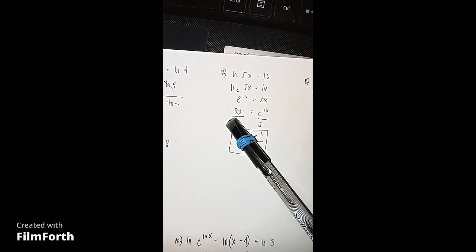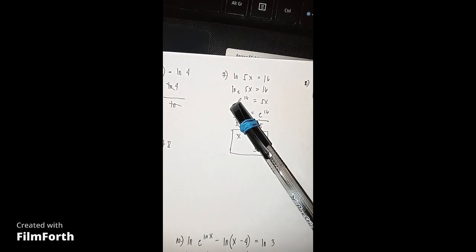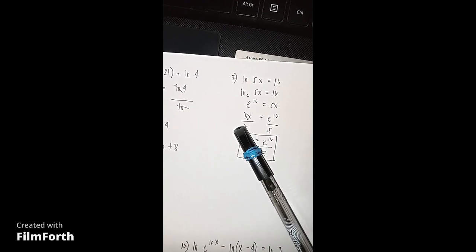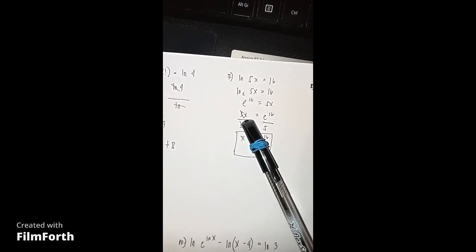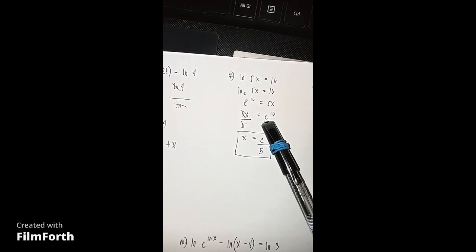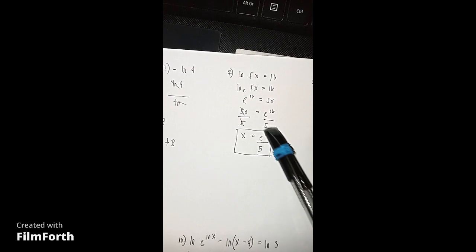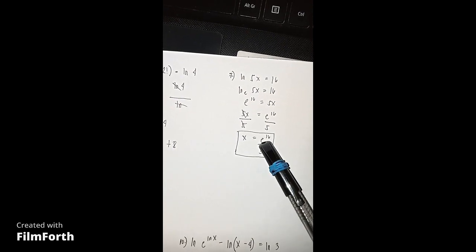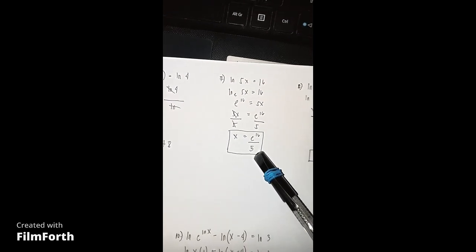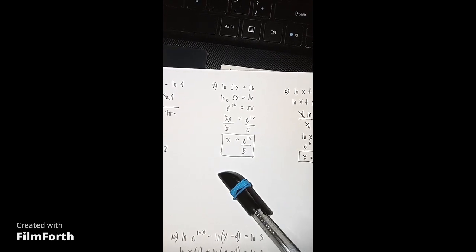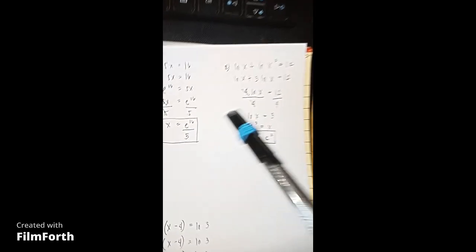So I just like transpose. So 5x is equal to e raised to 16. Divide both sides by 5. So our x is e raised to 16 over 5. That is our final answer in number 7. So let's go to number 8.